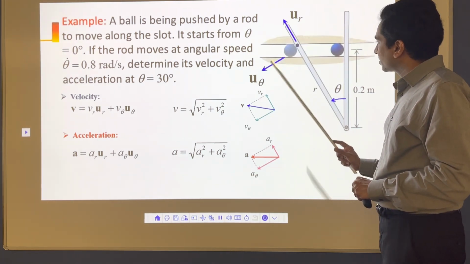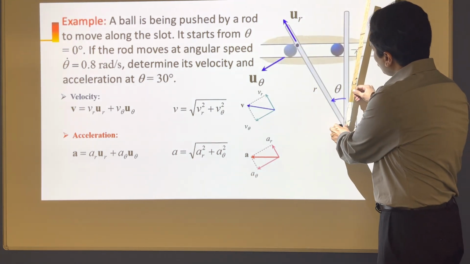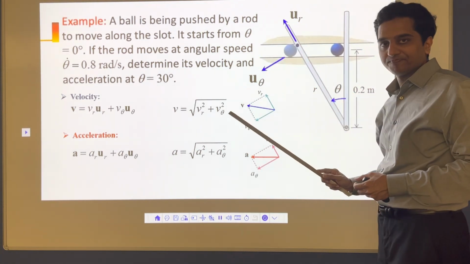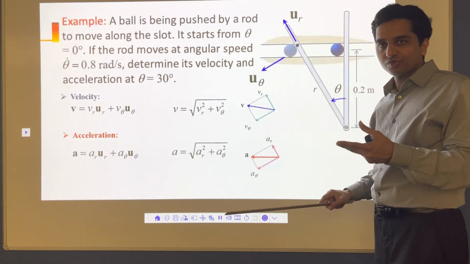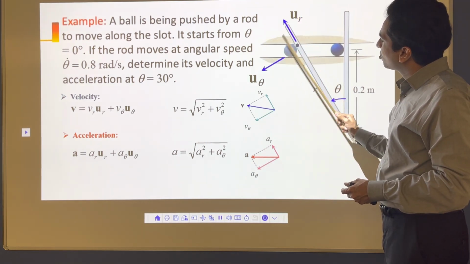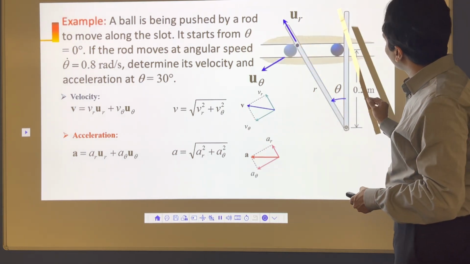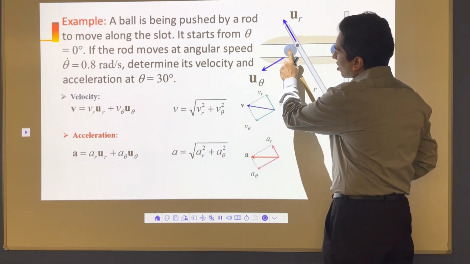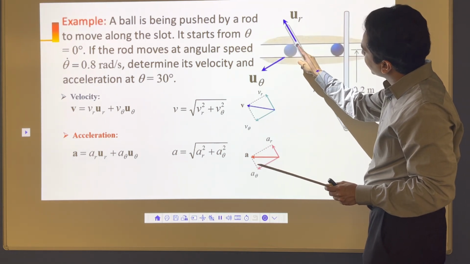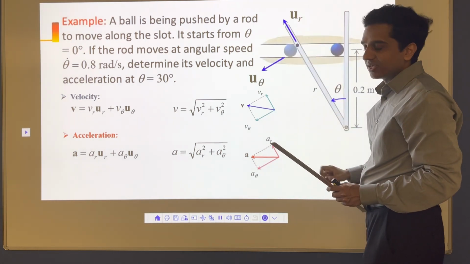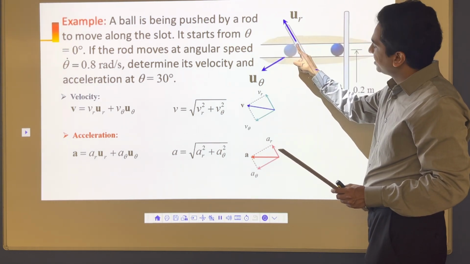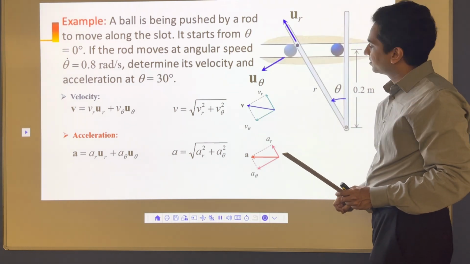Now, to calculate that, as this is rotating, I'm going to use cylindrical components. I'm going to use ur and u theta. Whenever you have rotation, you use polar coordinate system. So we are going to use ur and u theta. To calculate the velocity of this ball, I am going to calculate the velocity of the point which is connected to this ball on the rod. Whatever the velocity of that point at that instant will be equal to the velocity of the ball. So that's what I'm going to do.